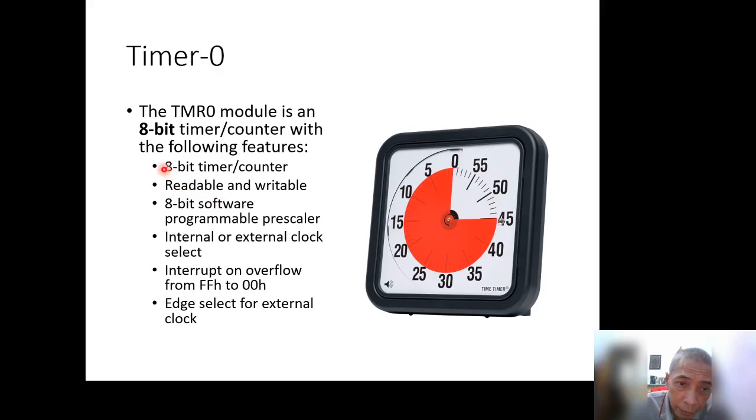So this TMR0 has the following features. The first one is the 8-bit timer. You can use it as an 8-bit timer or 8-bit counter. The value of the timer is readable and also writable. The prescaler can be programmed by software. You can select the internal oscillator or an external source of clock. The overflow interrupt happens when the value of the timer goes from FF to 00, and there is also a select for external clock. That's the brief of the features.